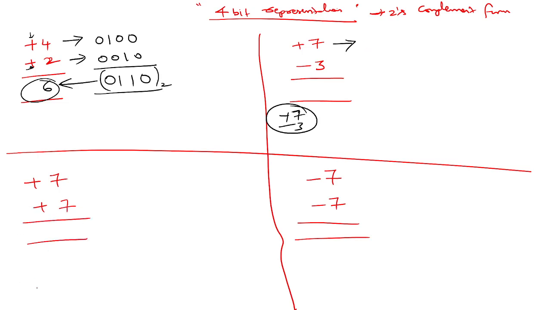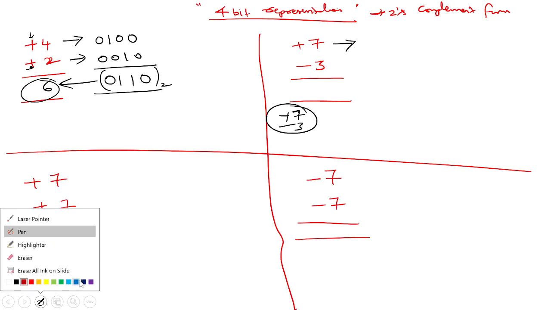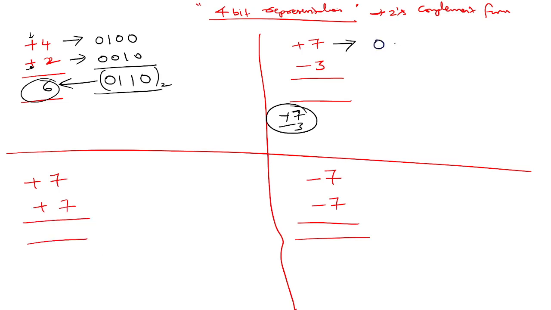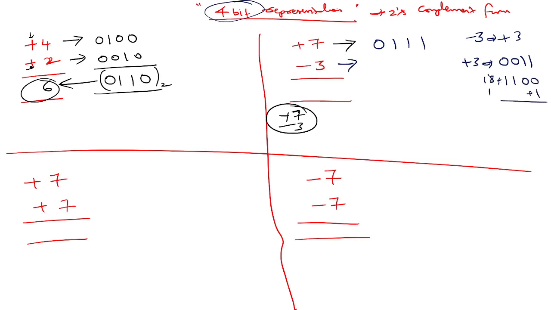Okay, what is the representation of 7? I am running out of colors. 0 1 1 1. What is -3? How to get the -3 representation? For that, you need to know +3: 0 0 1 1. 4-bit representation only. Then you get the 1's complement, which becomes 1 1 0 0. Plus 1 you add. This is 1's complement plus 1, so 1 1 0 1... 1 0 1 1.